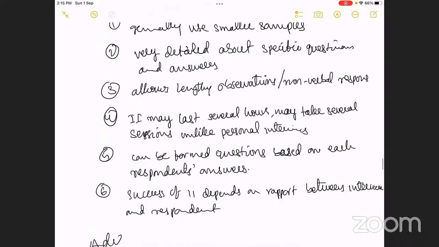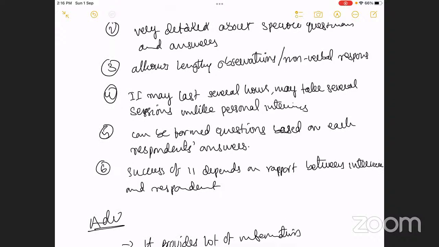So it is like unstructured also. It may last for several sessions. If it is not completed in one session, you can take another session to complete the in-depth interview. Unlike a personal interview, which is completed in a limited time and in one session, in an in-depth interview, based on their answers, you can dig deeper. You can form a question based on each respondent's answer. So it's common in the unstructured one. Based on their answers, you can create your own questions.